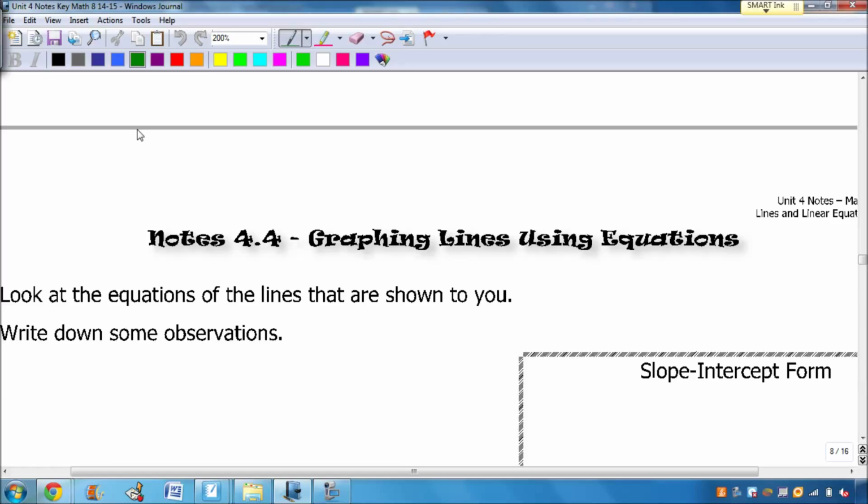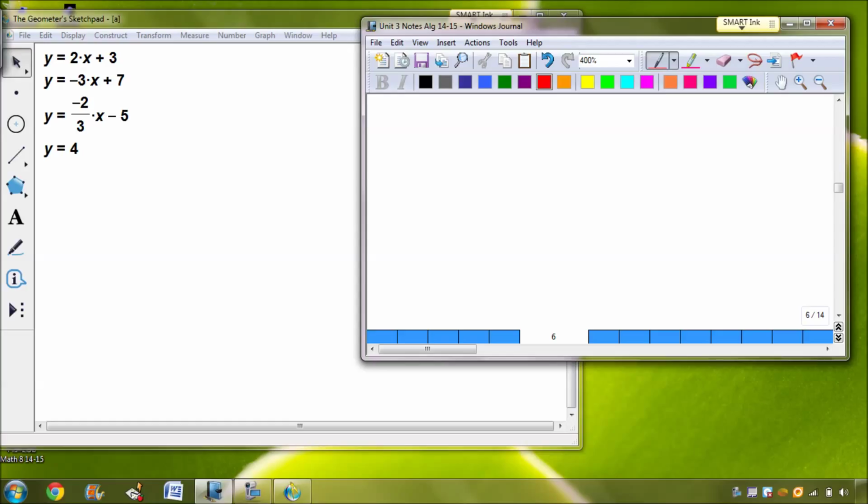All right, notes 4.4 are on graphing lines using equations. If you see on your paper, it says look at the equations that are shown to you, and then it also says write down some observations. Please listen very carefully. I will not be writing down any observations. It is your responsibility to make sure you fill out the observations that you notice.